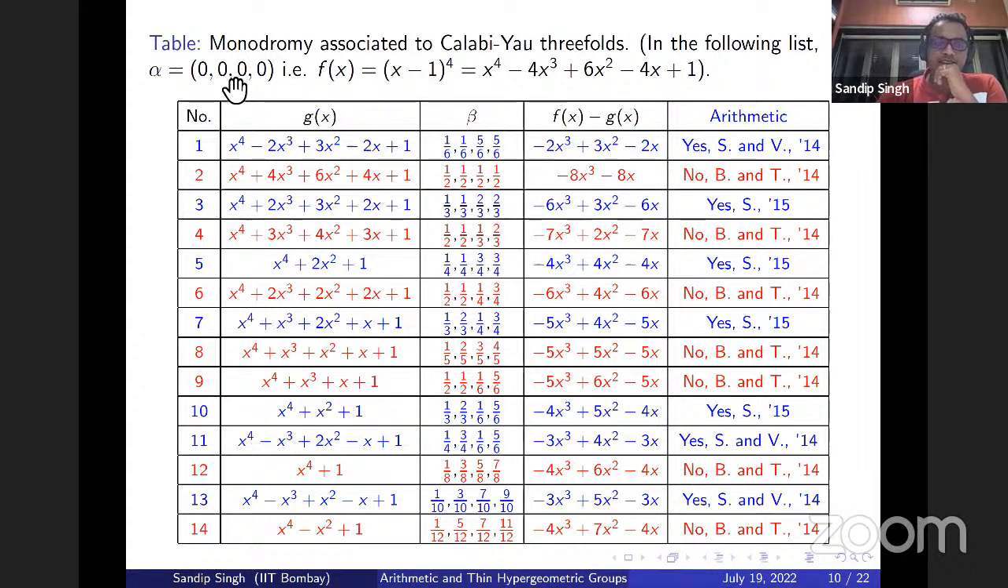So we actually see that 7 of them are blue and the other 7 are red. Blue are arithmetic and red are thin. So I'll just talk about a little bit of a proof.